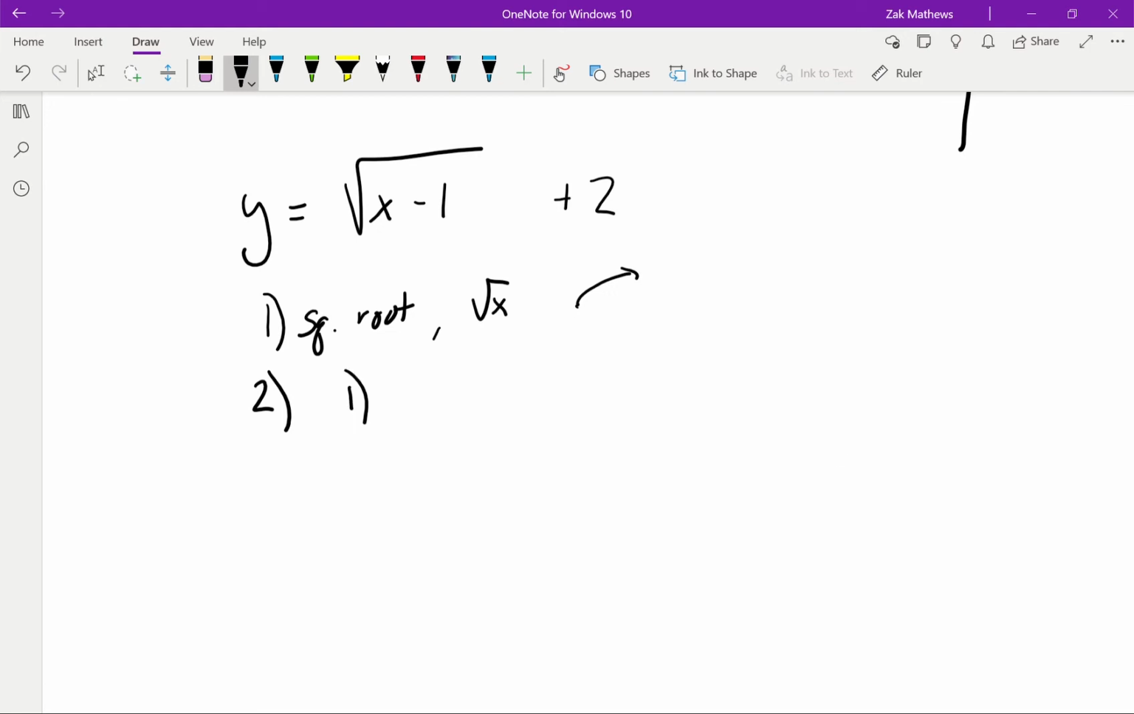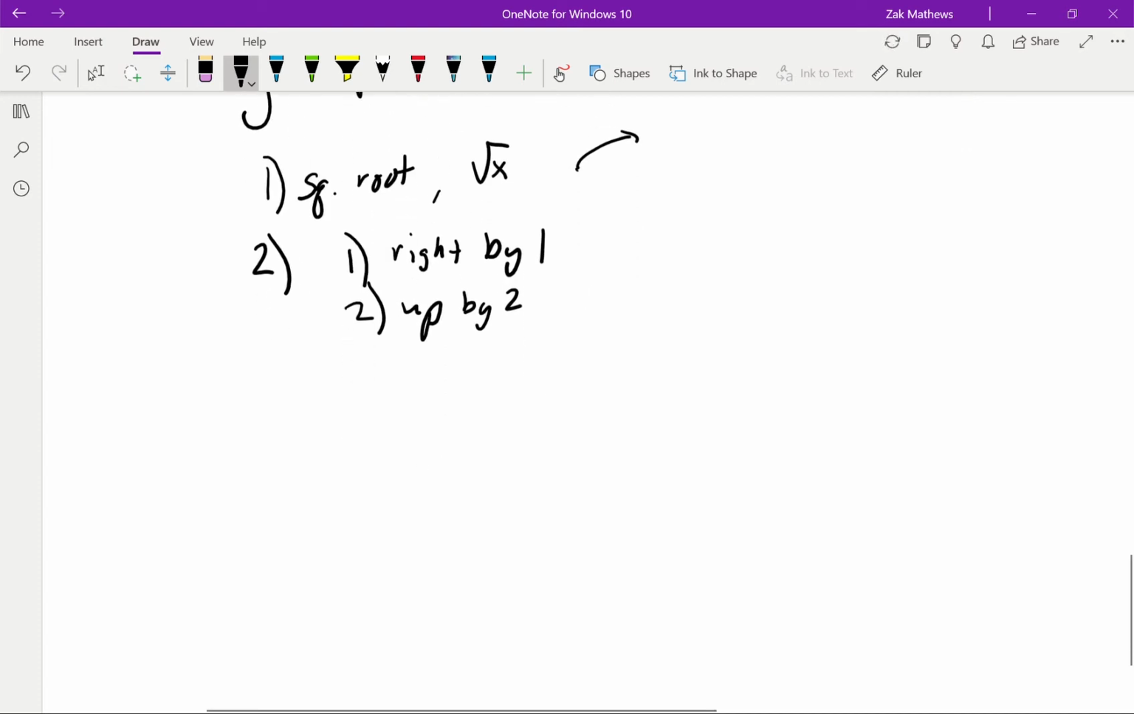So the first thing we always need to consider are horizontal shifts. The horizontal shift here, the inner function, x minus 1, tells me to go to the right by 1. And then the outer thing, the plus 2 at the back end, is telling me to go up by 2. So those are my steps in the correct order. Horizontal shifts first, vertical last.